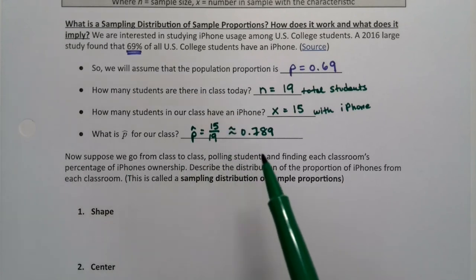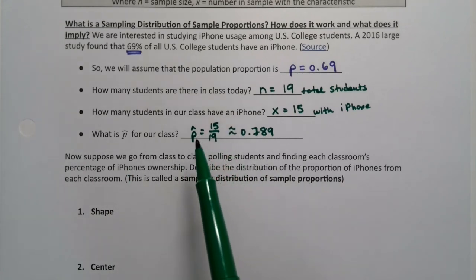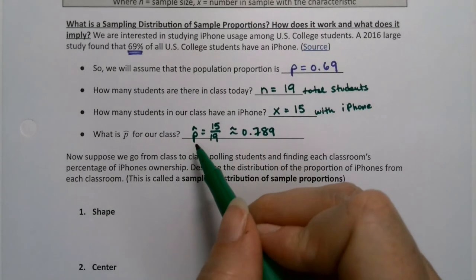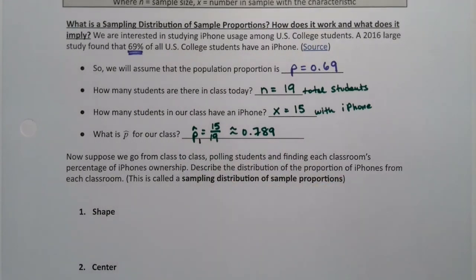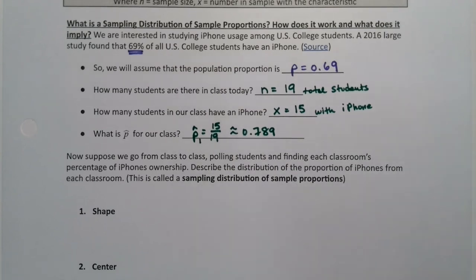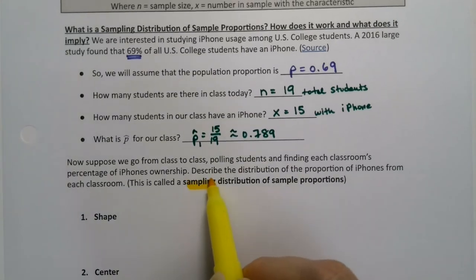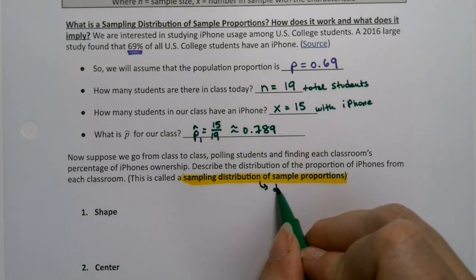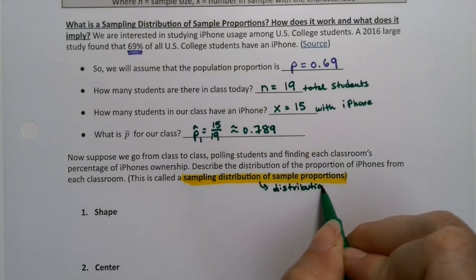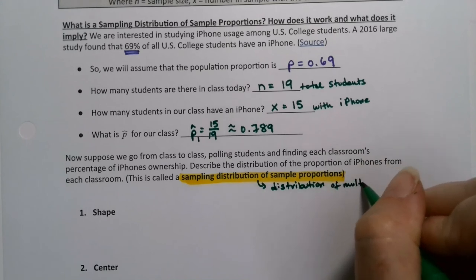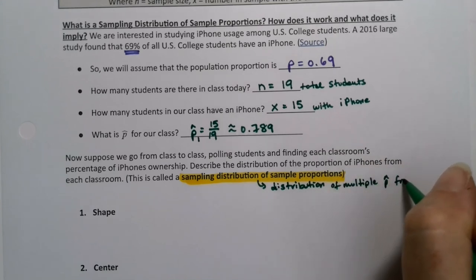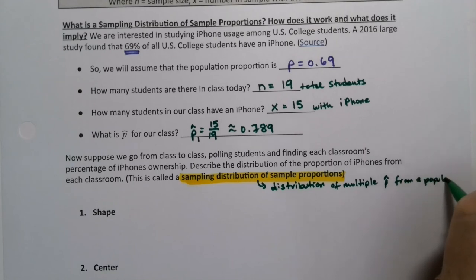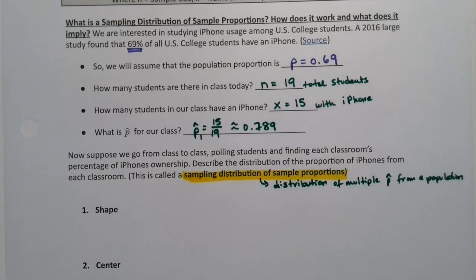You could make a distribution of those P hats from class to class to class. Our class would be class number 1, the next class over would be class number 2, the next class over would be class number 3, and then you could build a distribution of those P hats. That is called the sampling distribution of sample proportions. It's the distribution of multiple P hats from a population. We're drawing from the population of all college students in the U.S., and we're getting a P hat for each of those samples.